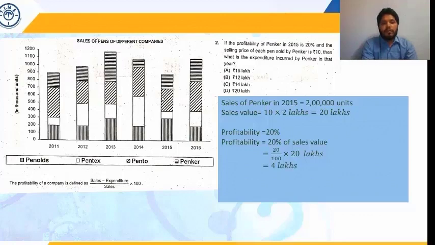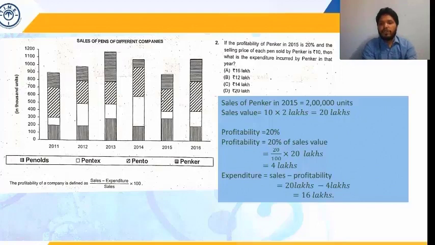So if my profitability is 4 lakh rupees and my sales revenue, or total value from sales, is 20 lakhs, what is my expenditure? My expenditure is going to be the difference between sales revenue or sales value and profitability. So 20 lakhs minus 4 lakhs is going to be my expenditure, which is 16 lakh rupees. So this is the answer.